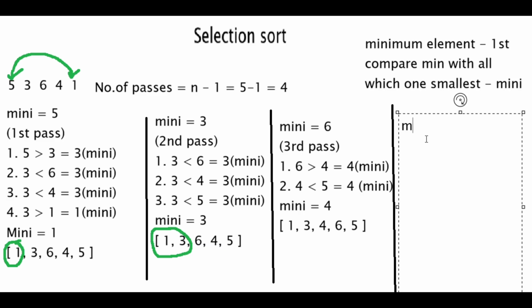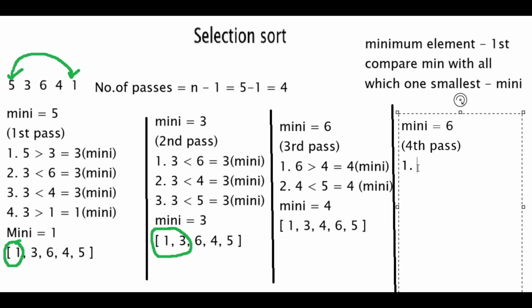Okay, guys. What will be the next mini? We are assuming that. What is the thing? 6. 6 is my last. Okay. 6 will be my minimum element. And which pass is this? Fourth pass. Okay, right. Sorry, guys, I mistook it. Fourth pass.